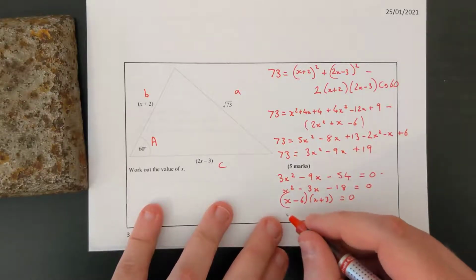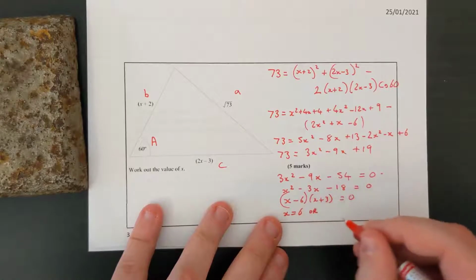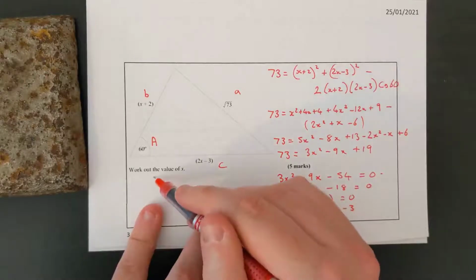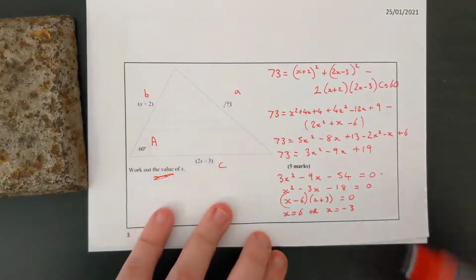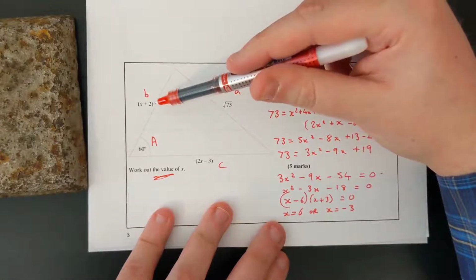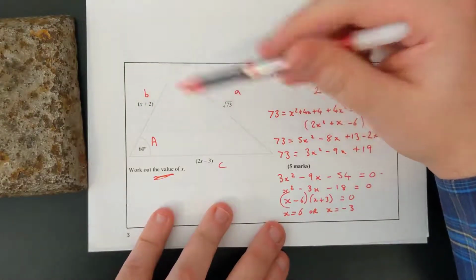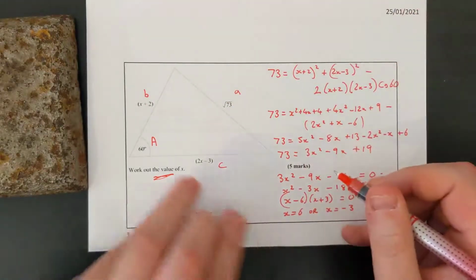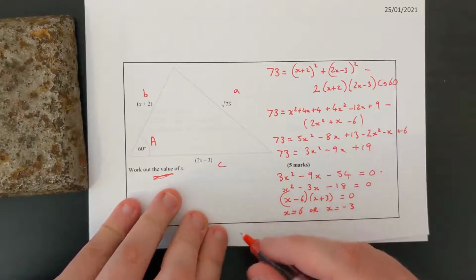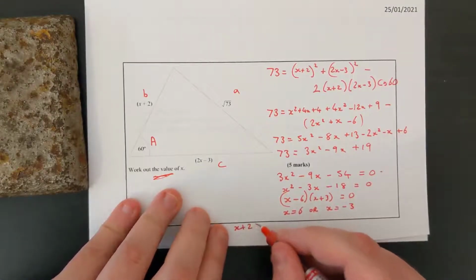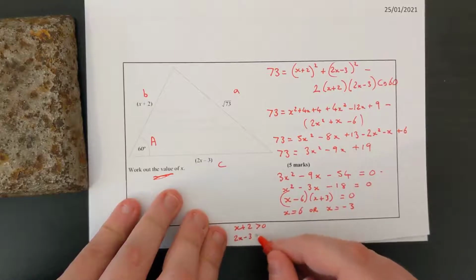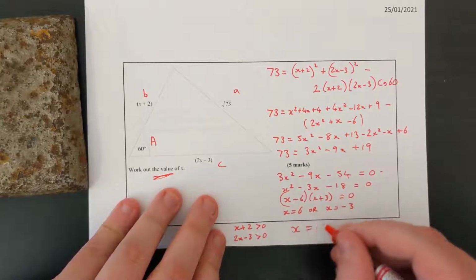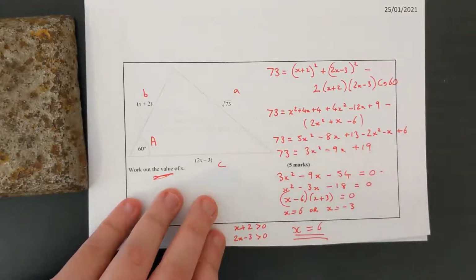So then I know that x subtract 6 equals 0, so x is 6, or x plus 3 equals 0, so x is negative 3. But I'm not quite done. It does say work out the value, that's my clue here. If I think about my context, let's say x plus 2, when x is 6, that's 8, seems sensible. When x is negative 3, that's negative 1, which is impossible. So I need my x plus 2 to be greater than 0, and my 2x subtract 3 to be greater than 0. Otherwise my lengths are meaningless. And that only works where x is equal to 6. So I have my final answer.